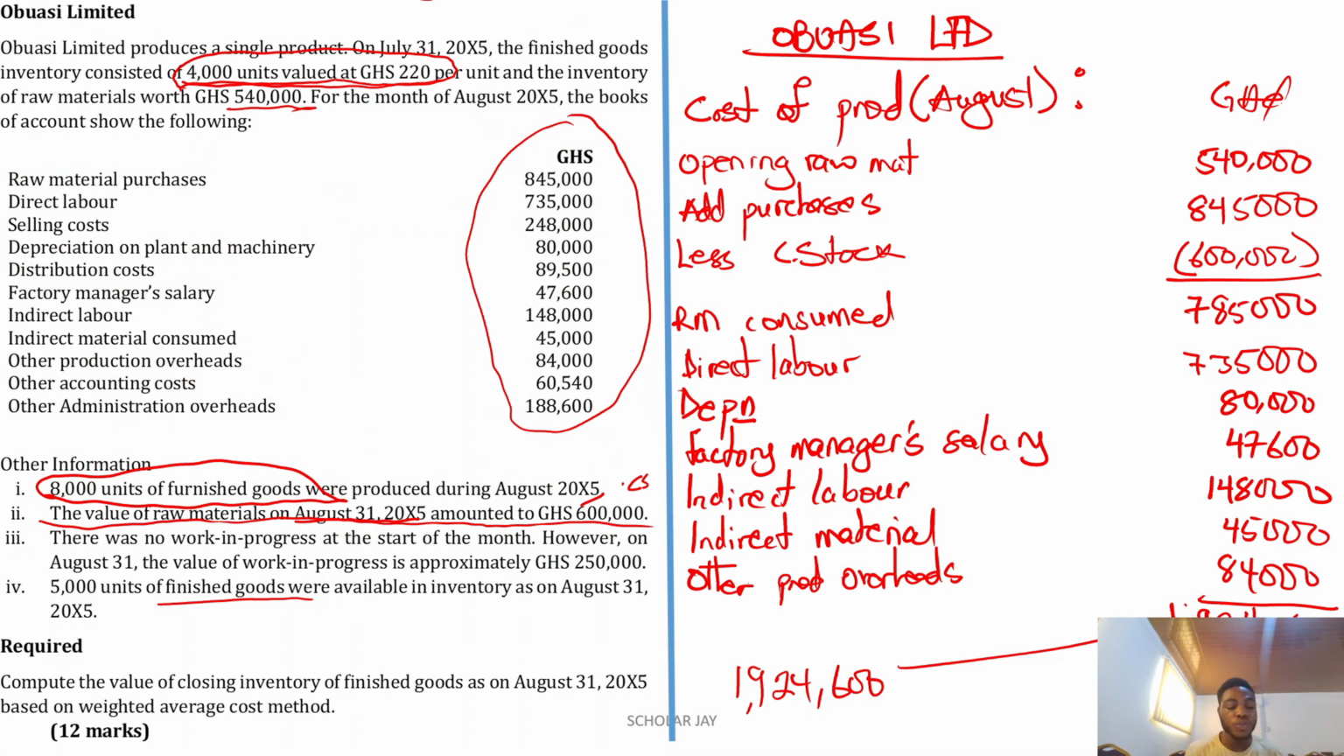The question said, compute the value of closing inventory. Compute the value of the closing inventory of finished goods as on August 31st, 2025, based on weighted average cost method. And I mentioned that when you talk about the weighted average cost method, what you are looking at is that you obtain the total value, right? To know the cost per unit, obtain the total value, obtain the total quantity, divide the total value by the total quantity, and then you will know how much you are pricing each product. Are you getting the picture? How much to price each product?